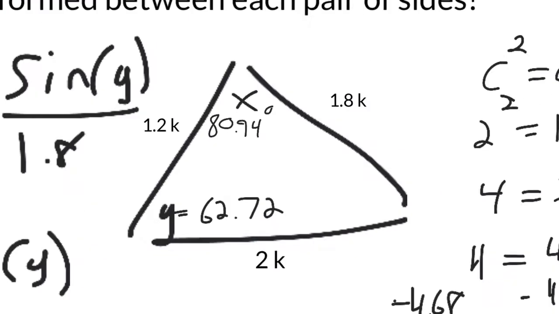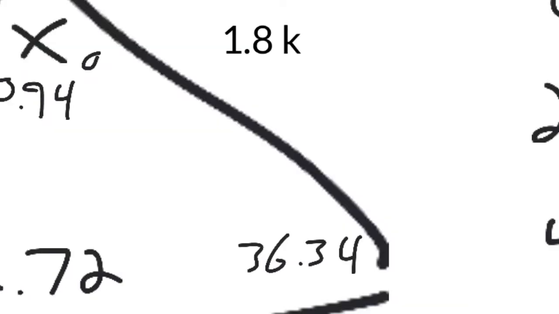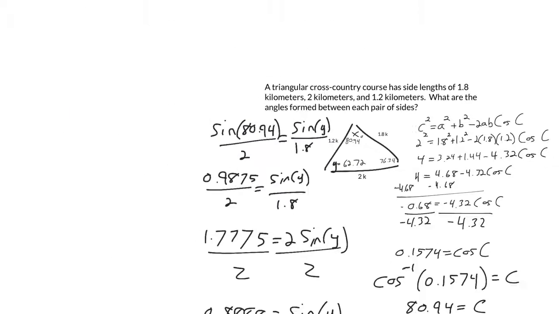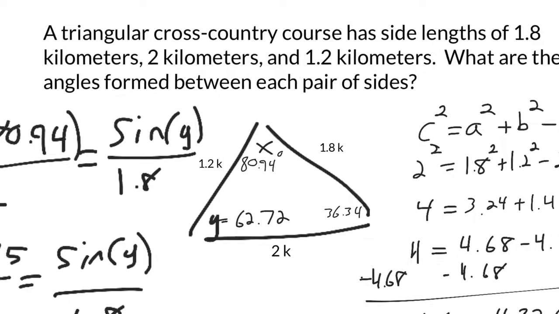So to find out the last angle, you've got 180 degrees for the whole triangle. So take 180, subtract 80.94, subtract 62.72. We've got 36.34 degrees there. So there. We found all the angles formed by each pair of the sides.